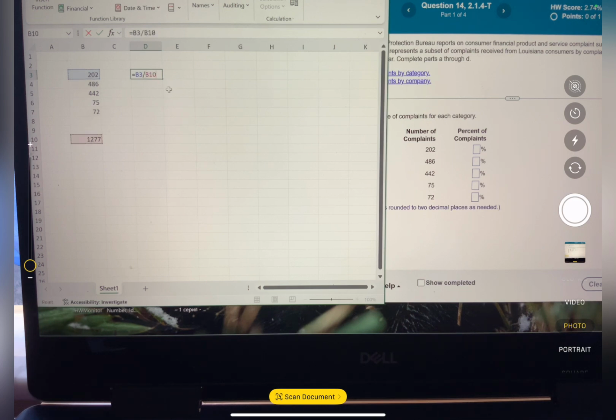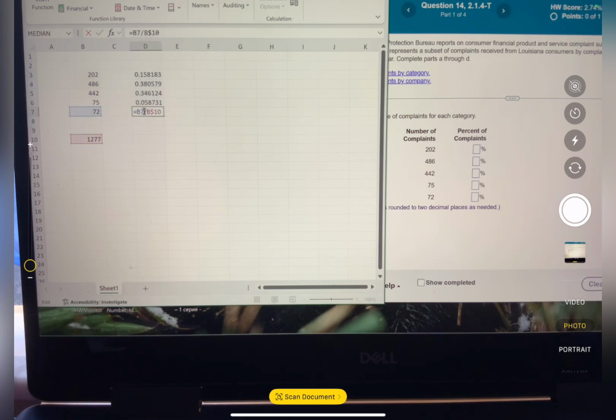Now as I drag down, the reference is going to move, and that's all right, because every time we need to take the next number, but B10 cannot be changed. If I drag down, it will become B10, B11, B12, B13. So B will stay the same, but 10 will change. Therefore, I am freezing this 10 so it won't change. Put the dollar sign and press Enter. Now, once I drag it down, we got it.